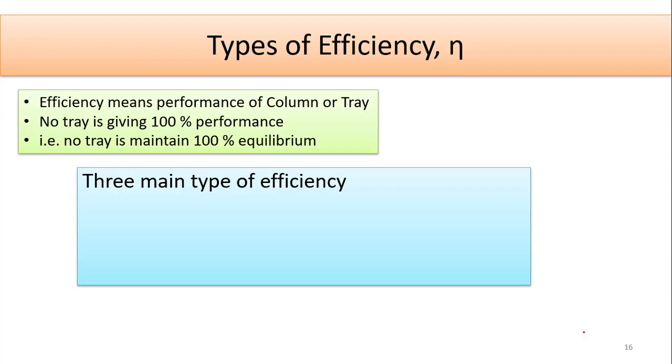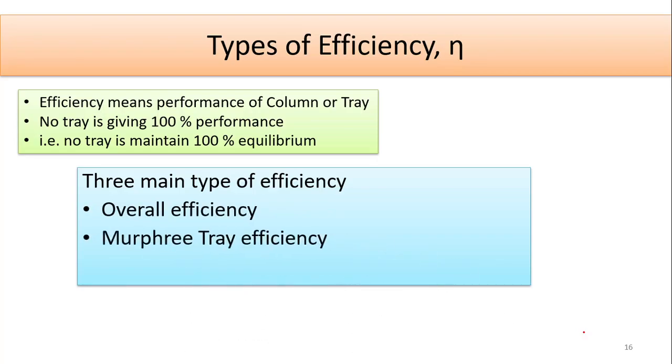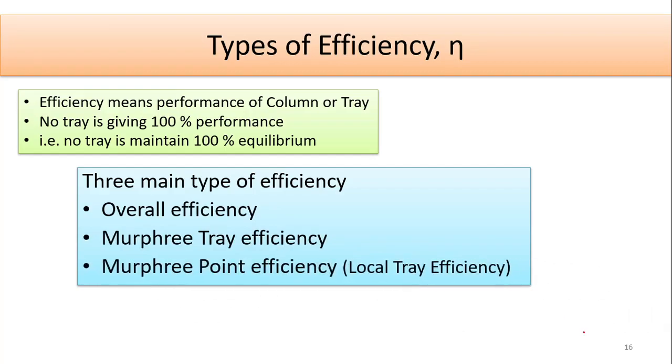There are three main types of efficiency in the distillation column that we normally go through. One is the overall efficiency, the second is the Murphy tray efficiency, and the next one is the Murphy point efficiency, or the local tray efficiency. So we have three different types of efficiency. Let us look at them one by one.